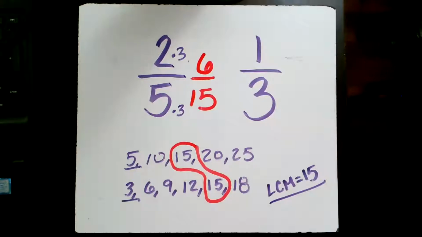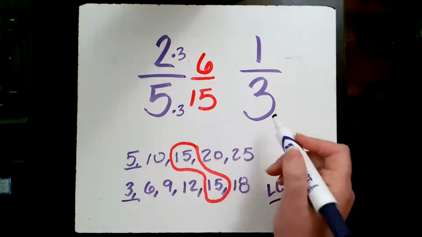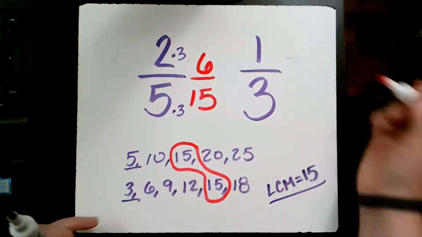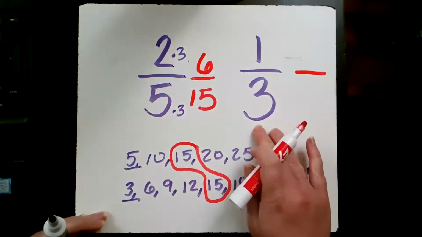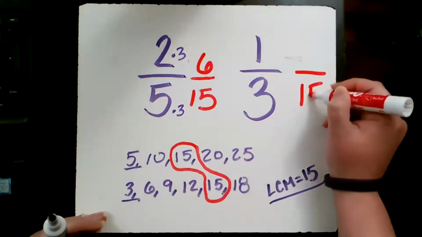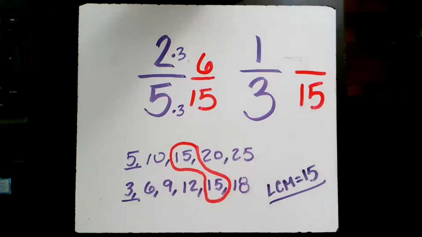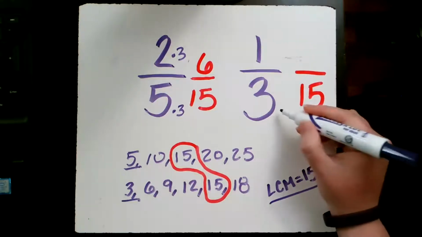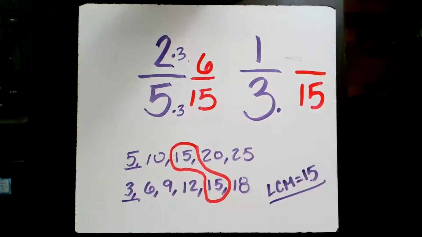All right. Now let's do that to our third. We need to figure out, how do I get my thirds into 15ths? What do I need to multiply? 3 times what is going to get me 15? Because we're looking for a common multiple.